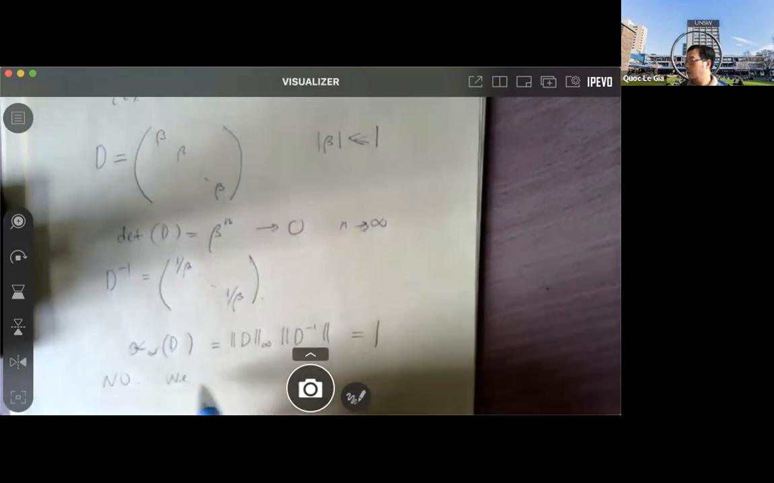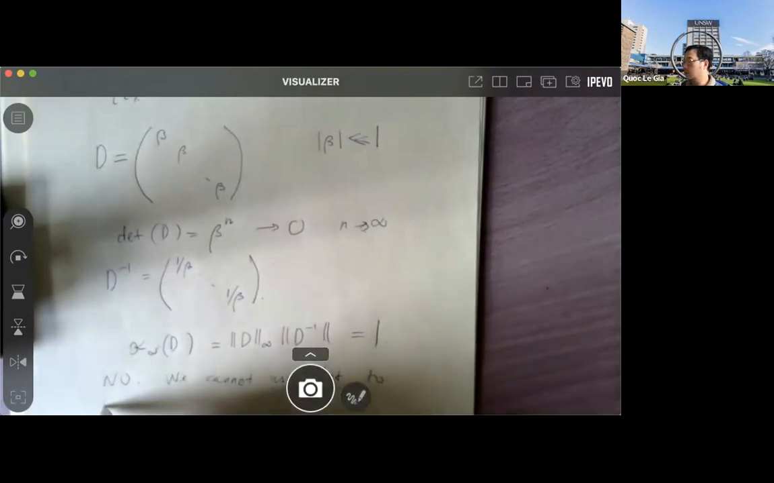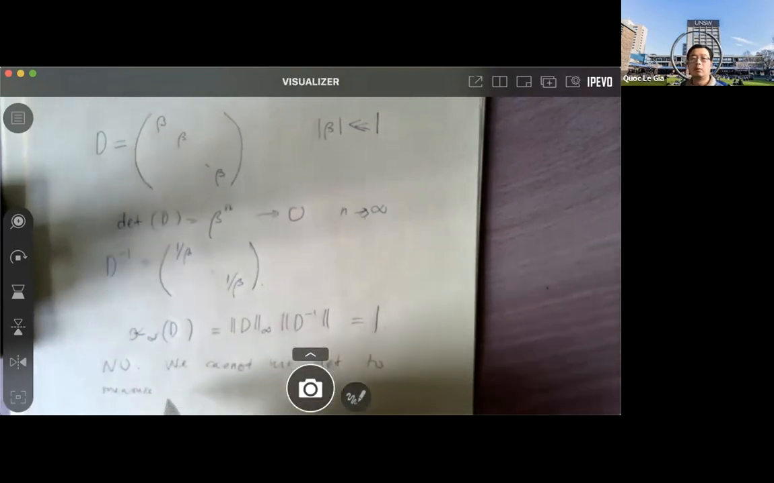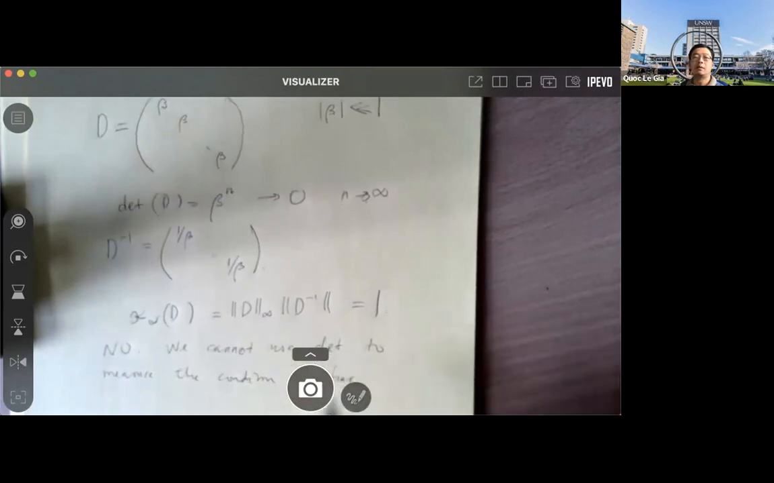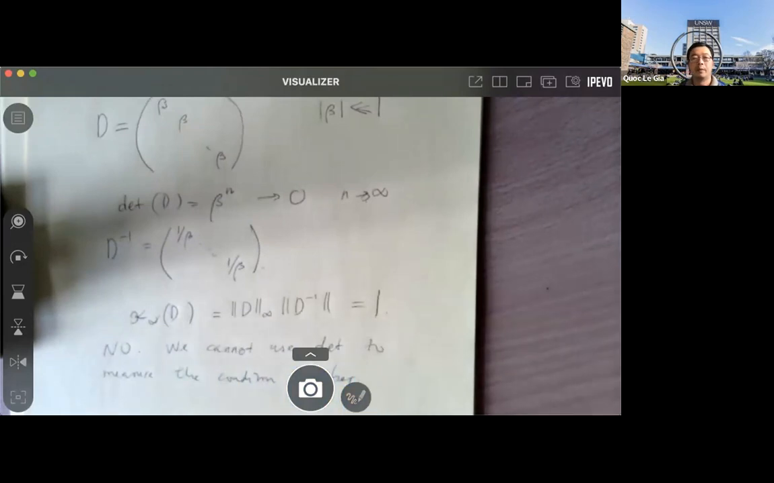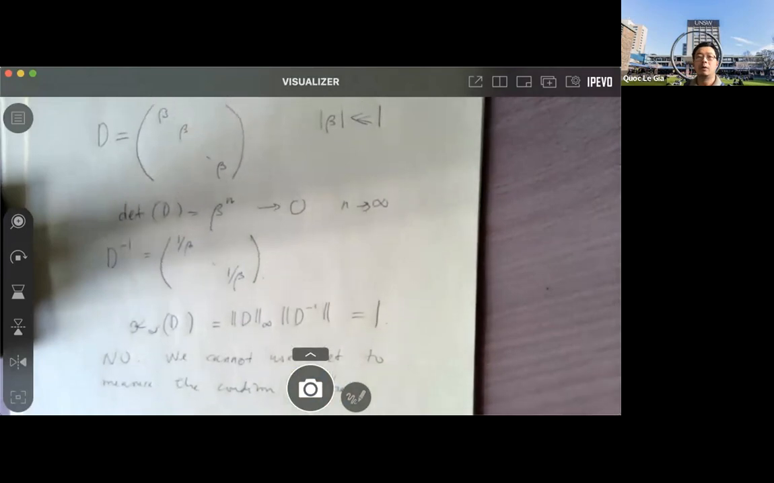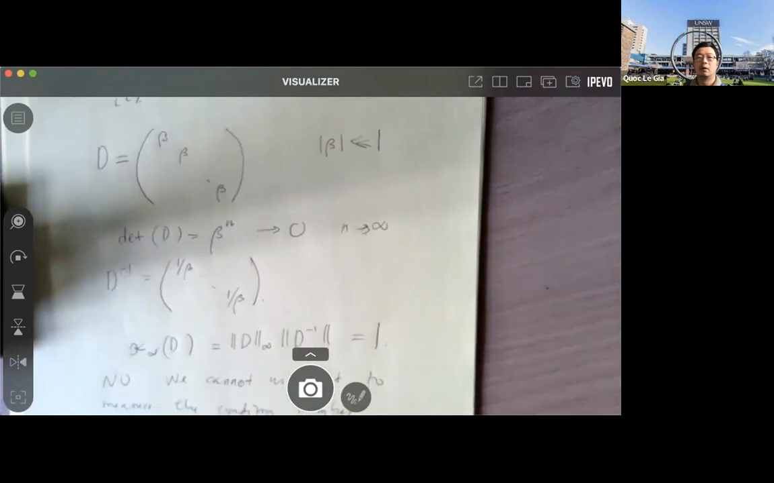We cannot use determinant to measure the condition number. Right? In this case, the determinant is close to 0, but the condition number is always equal 1. So is it okay now? We can move to question 9.